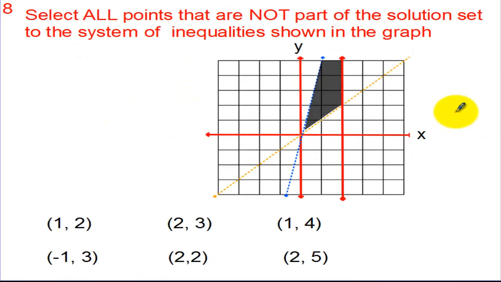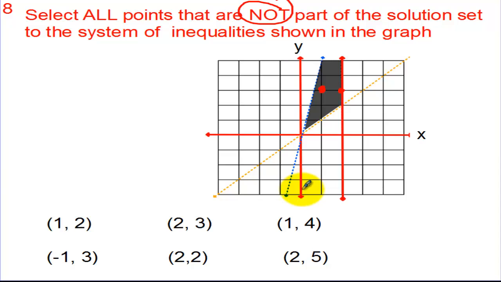Problem number 8. Select all points that are not part of the solution set to the system of inequalities shown in the graph. Remember, we are looking for points that should not be part of the solution set. Let's try (1, 2). So this is a solution. Next, (2, 3). This is also a solution because although it is on the boundary line, this line is a solid line. So this is a solution.